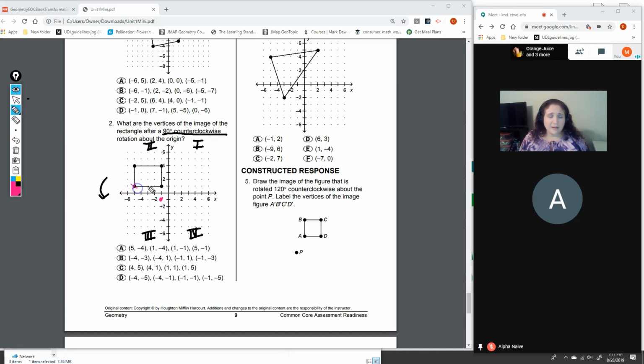This point here is 5, 1. So if we're at -5, 1, we're rotating at 90 degrees. Now we know we've got 1, 5. So I'm going to go over 1, down 5.